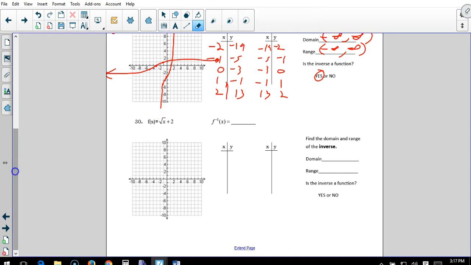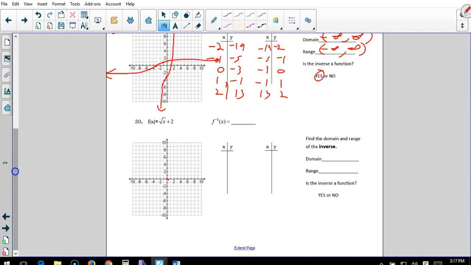Not sure what that said. Oh, it's just a radical, square root of x plus 2. So this one is simply our classic square root, which looks something like that, but it's just lifted up 2 spots. Let me show you that again with actually some points.